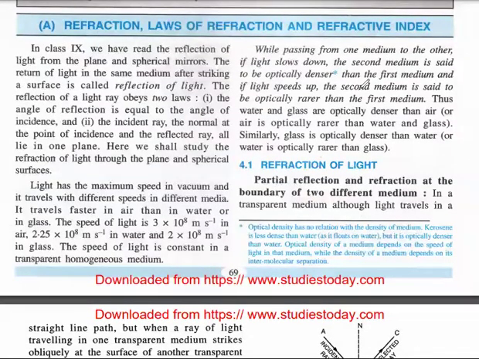Refraction. Okay, it's written: while passing from one medium to another, if the light slows down, the second medium is said to be optically denser than the first medium, and if the light speeds up, the second medium is said to be optically rarer than the first medium. This is called refraction. And they have given about rarer and denser.